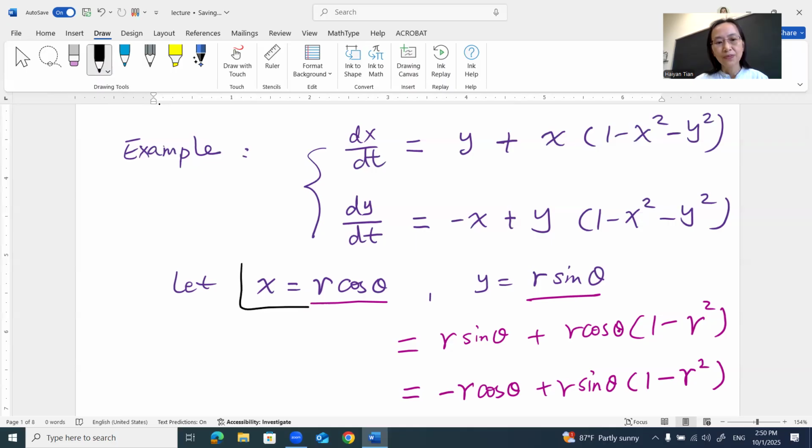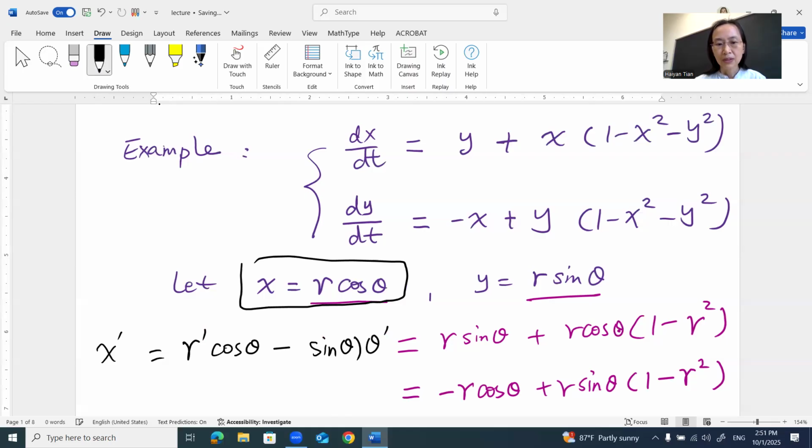So from the first equation, we can see the x derivative will be, by the product rule, r derivative times cosine theta, and then plus the derivative of cosine theta, which is negative sine theta times theta prime, and then this is r times. So we have a product rule. So quickly we can get the x derivative.